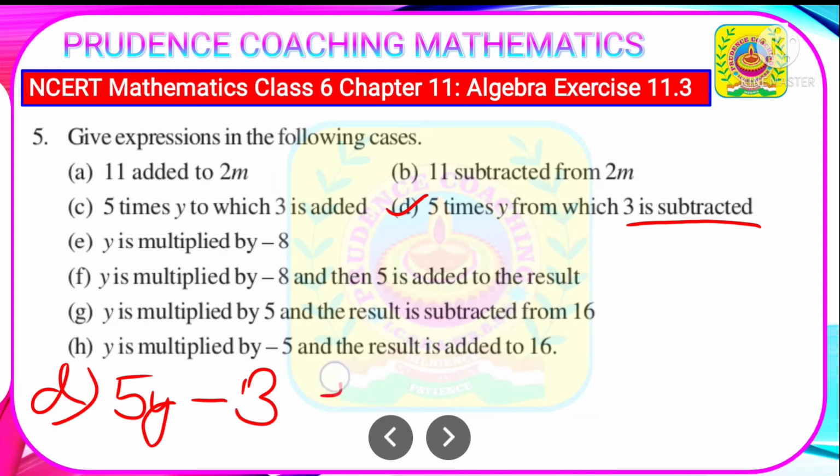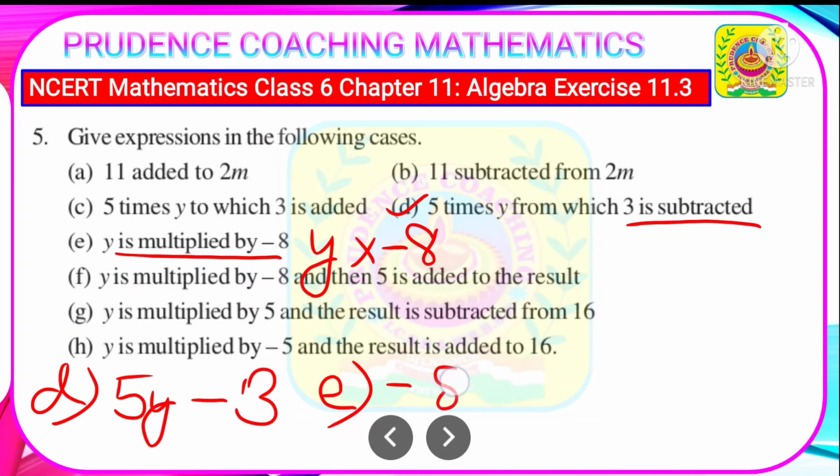Next one, number E. So y is multiplied by minus 8. That means y into minus 8. I have told you, whenever you get a formation like this, you need to write the symbol first, as we have minus here, so write minus. Next the constant, that is 8. After that we will write the variable y. So this is our answer.